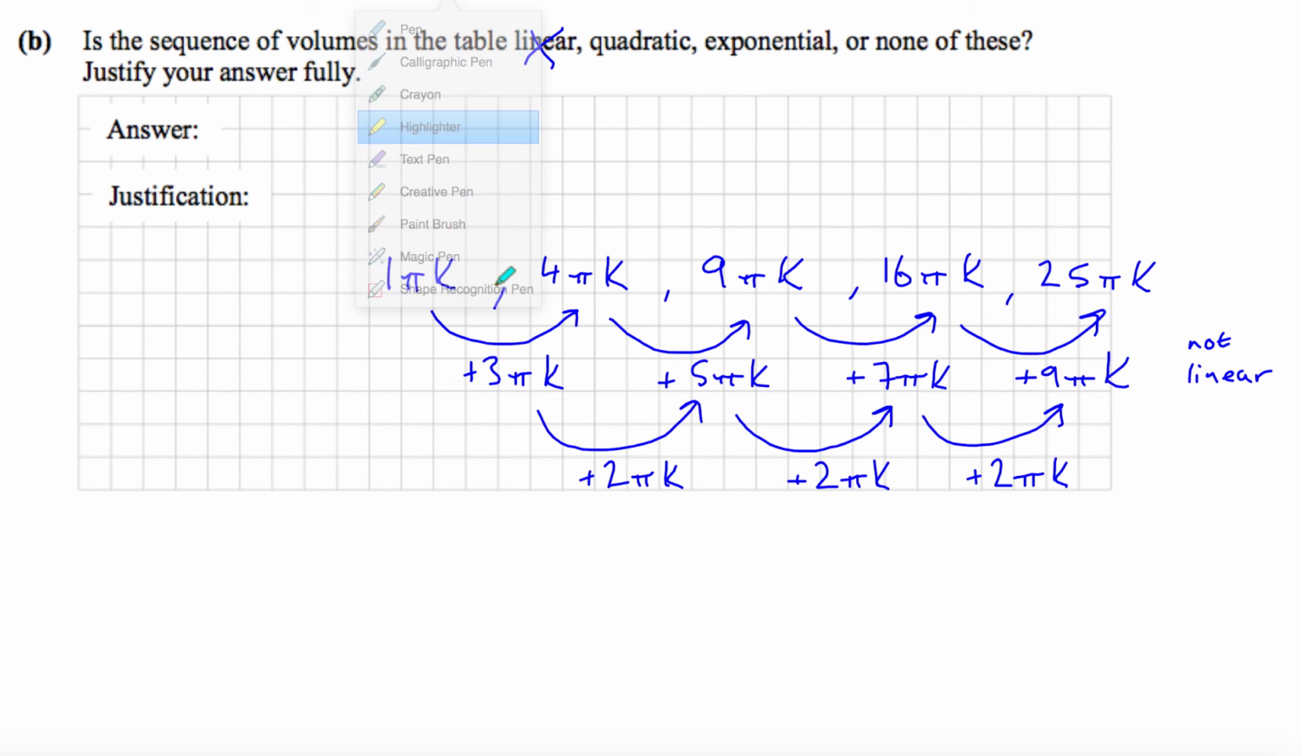So we can see now, because this is a constant here, we've got 2 pi k, 2 pi k, 2 pi k. Well, that means it is quadratic. If the second difference is constant, then it's quadratic. So that's our justification. And our answer is quadratic. So we don't need to check exponential. And that's the end of question 11.